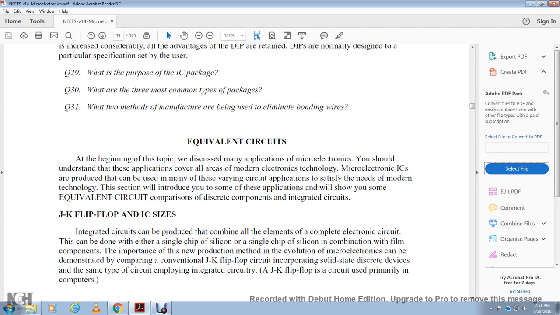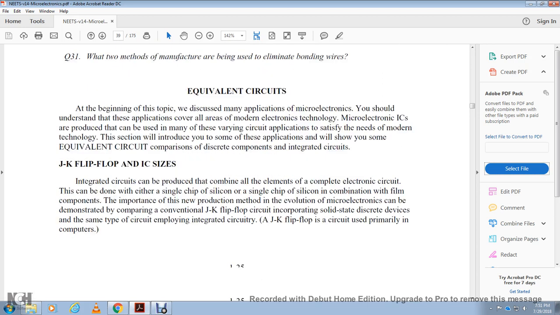The JK flip-flop shows the size of the integrated circuit that can be produced with the combined elements of a complete electronic circuit done with a single chip of silicon, a combination of film with components. The importance of the new production method of microelectronic evaluation is demonstrated with the pairing of the conventional JK flip-flop circuit incorporating solid-state, discrete devices with the same type of circuit employing the integrated circuit. The JK flip-flop circuit is primarily used in computers.